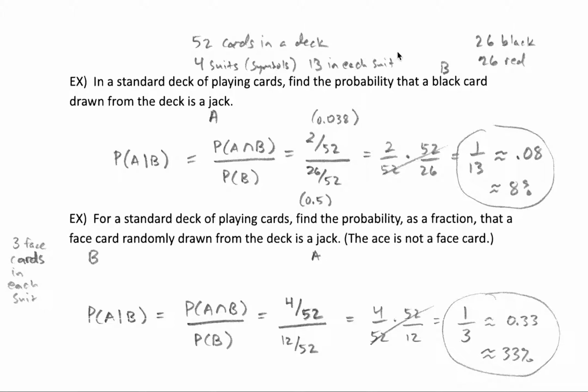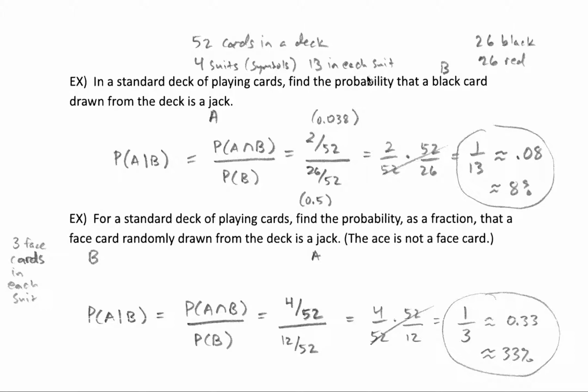There's also 2 different colors. There are black and red cards, and so if we divide 52 into 2 different groups there, we have 26 black and 26 red cards. And then lastly, there are these things called face cards, which have faces on them. The king, the queen, and the jack are those cards, and so there are 3 face cards in each suit. So now we should be able to answer pretty much any sort of probability question using playing cards. For example, find the probability that a black card drawn is a jack.